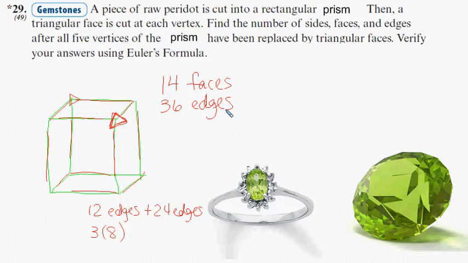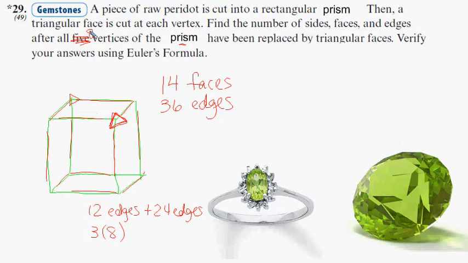And this says after all 5 vertices. This is a misprint actually, because it was a prism, not a pyramid. You can see I've edited this. So there were actually 8 vertices of the prism, okay?